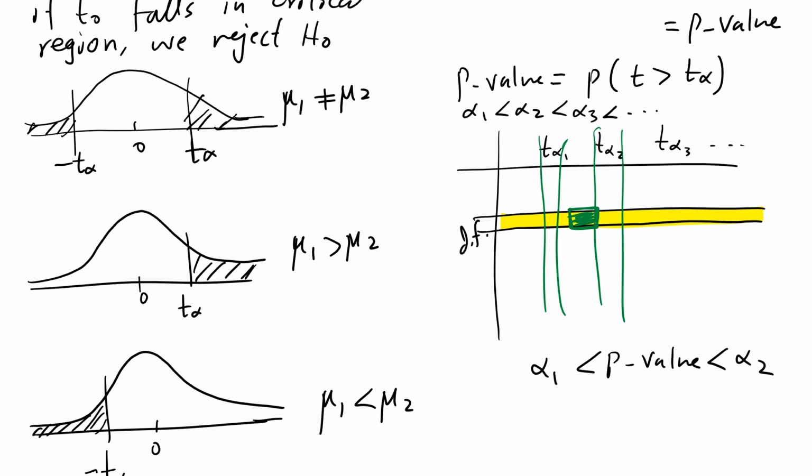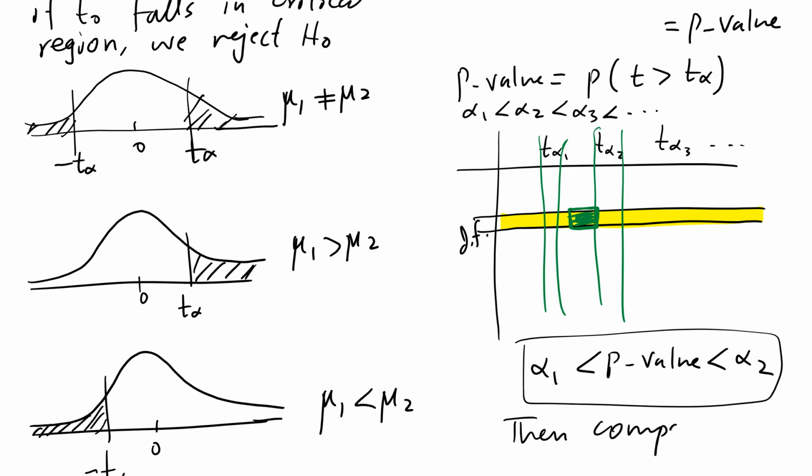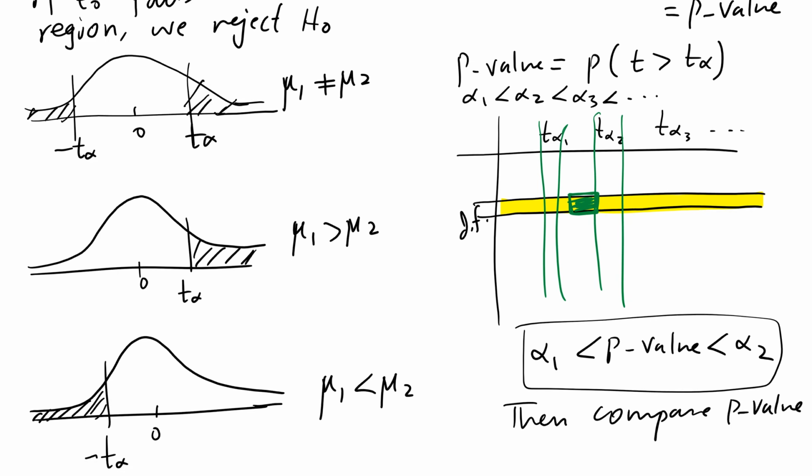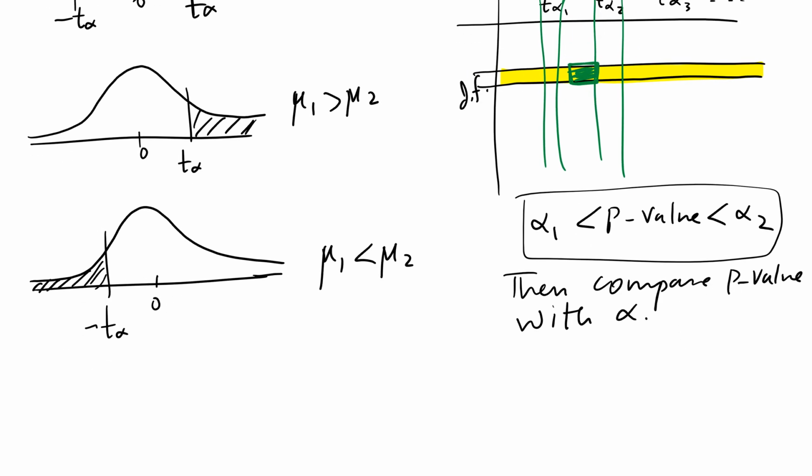We can find that it falls between these two numbers, and that will help us to compare. Then we compare the p-value with the given level alpha. If the p-value is less than or equal to alpha, we reject our hypothesis. Otherwise, we don't reject it. So that's what happens if you have it this way.